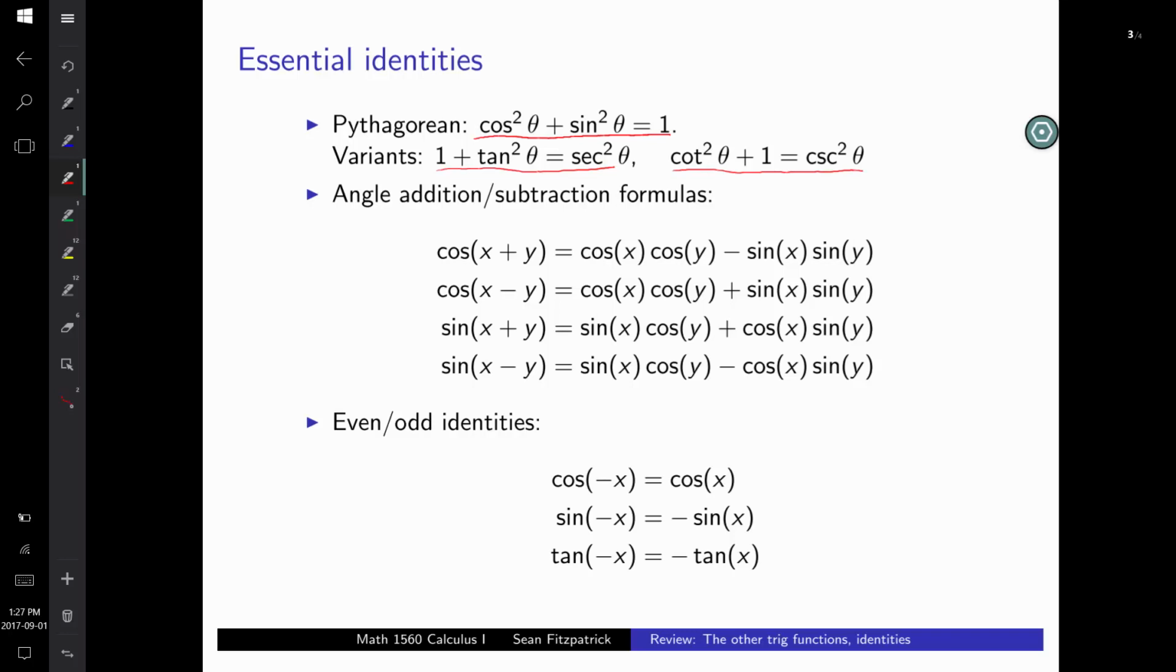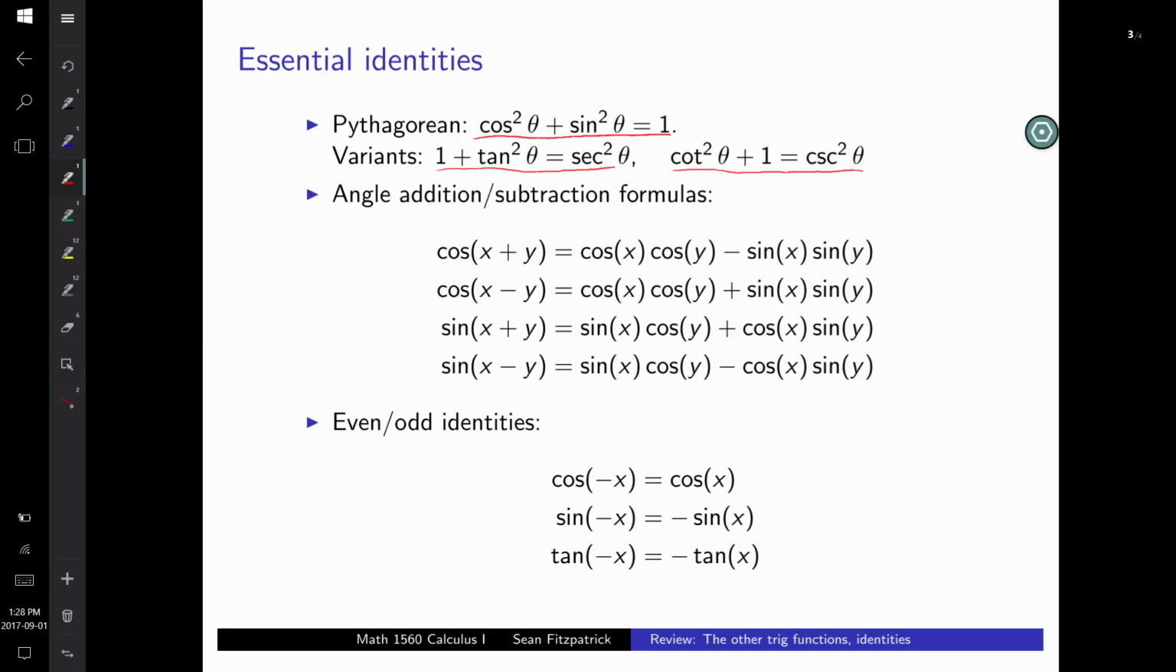There are also the so-called even-odd identities. You can get these from the addition and subtraction formulas, but it's good to keep these in mind anyway. These have to do with the symmetry of these functions when you think in terms of the graph. So the cosine function is symmetric when you reflect across the y-axis. So values for negative x have the same y values as for the corresponding positive x. For sine, when you jump across the y-axis, the graph flips over. You see this minus sign there. They're examples of what are called odd functions.